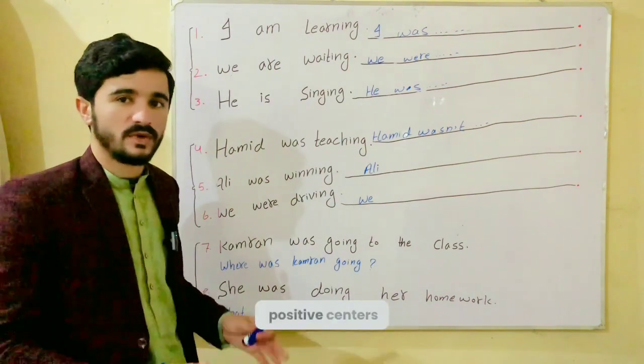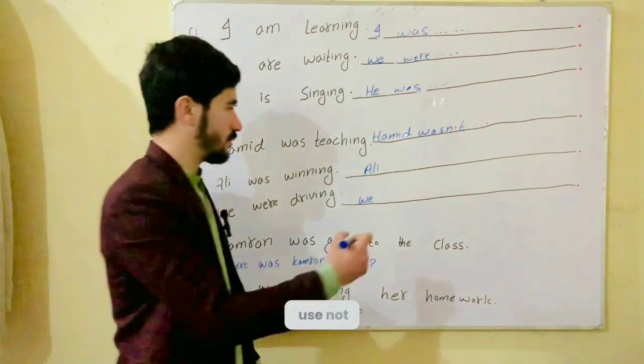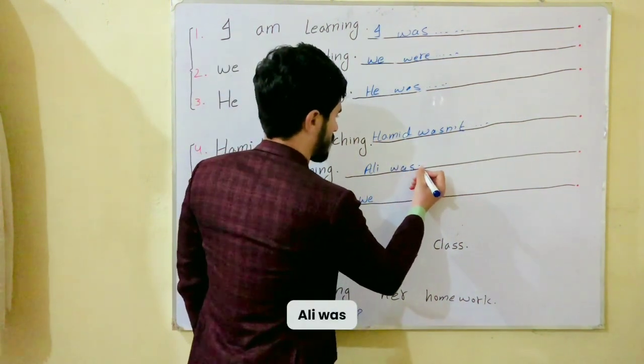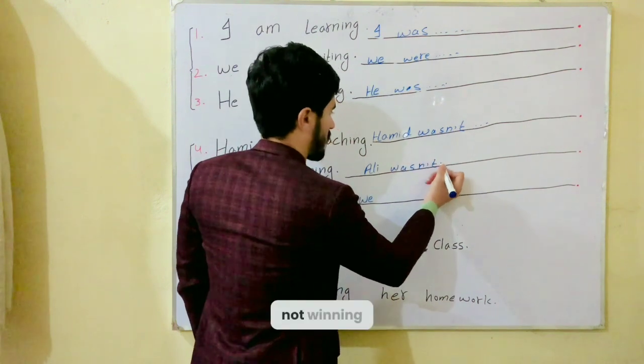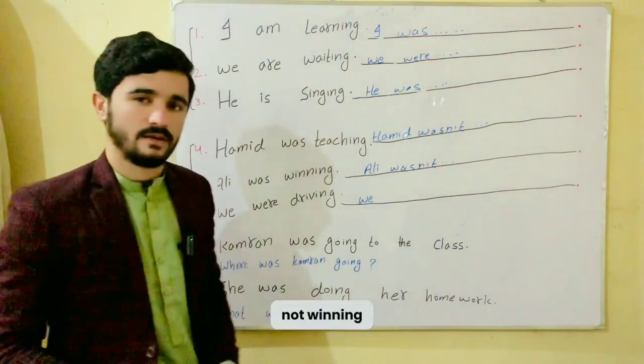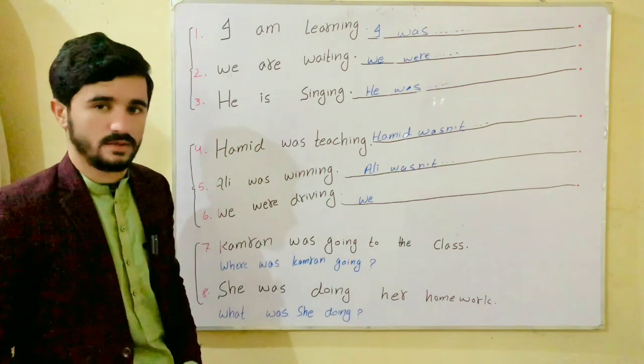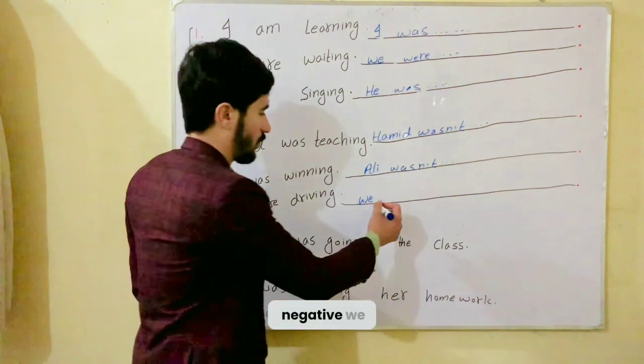And Ali was winning. If we convert the positive sentence to the negative, we use not. So Ali was not winning. And we were driving. So we use the negative.